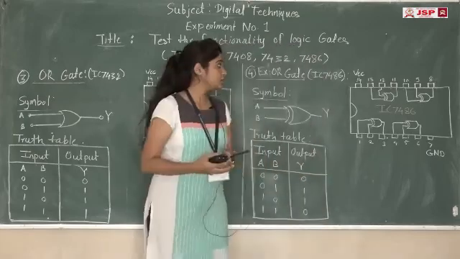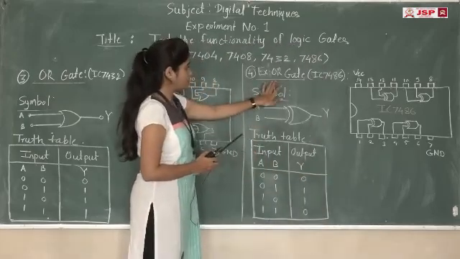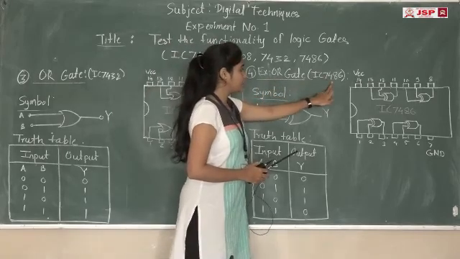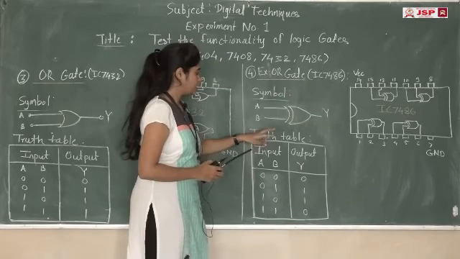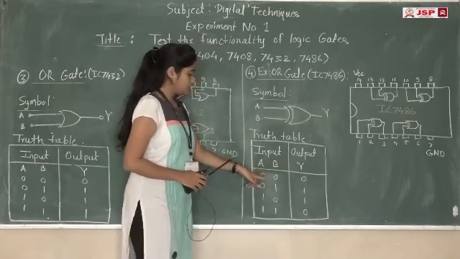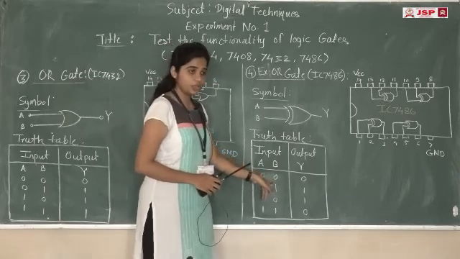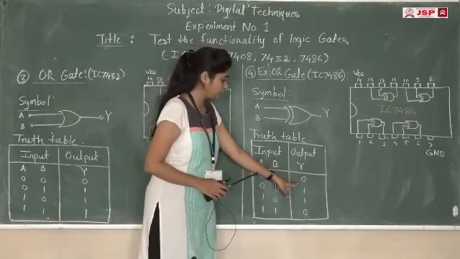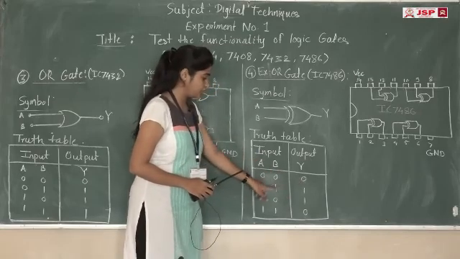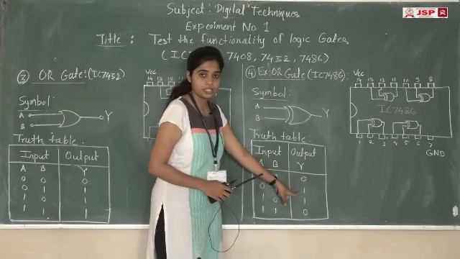Now the next gate we are going to perform is the XOR gate. The IC 7486 is used for the XOR gate. This is the basic symbol of the XOR gate. In this, when the 2 inputs are similar, we get output low. When the 2 inputs are different, we get output high.